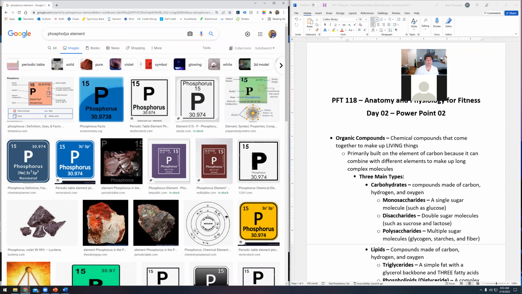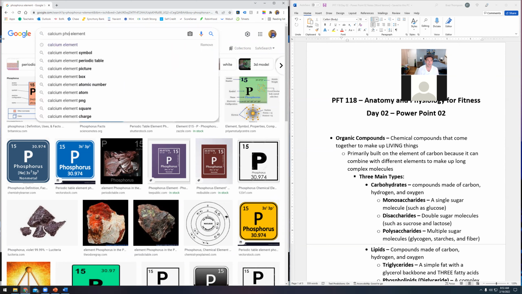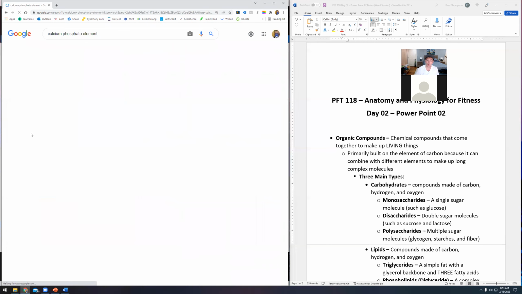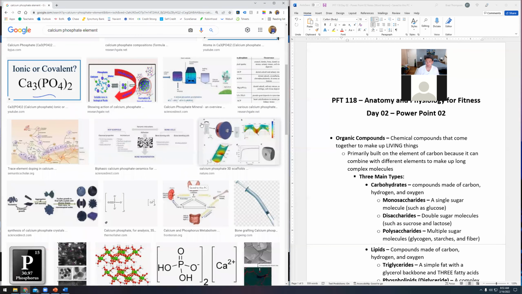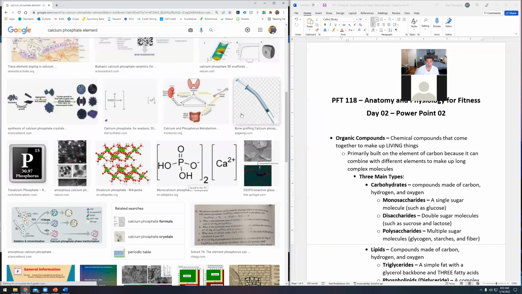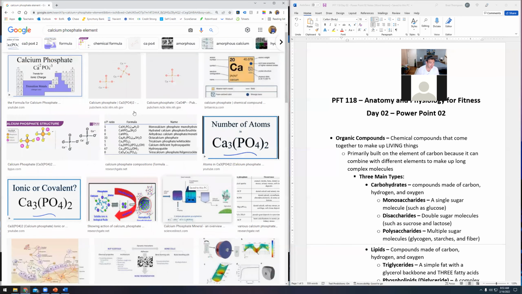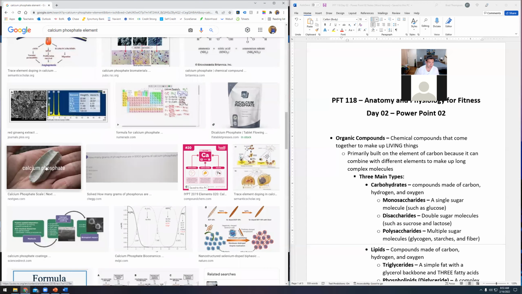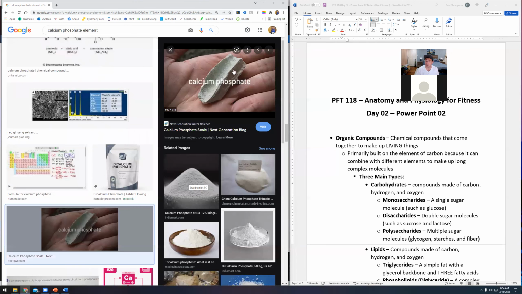But if you put calcium and phosphorus together, you end up with what's called calcium phosphate, which is so cool because now they don't look like metals anymore. Now they look like this. Looks like a bone, and that is actually what most of your bones are made out of, right? They're made out of calcium phosphate and some proteins and all kinds of other stuff.